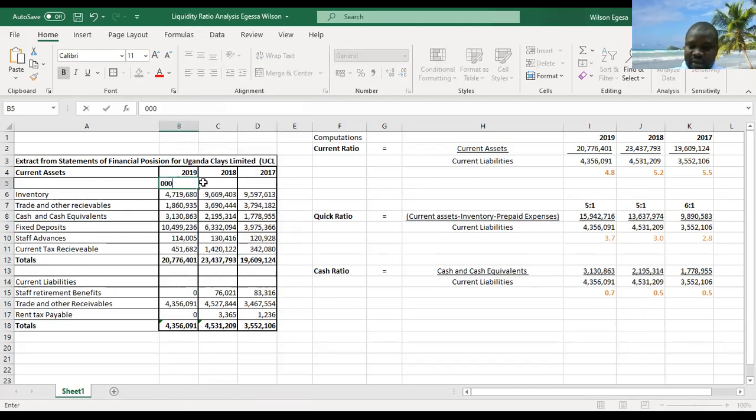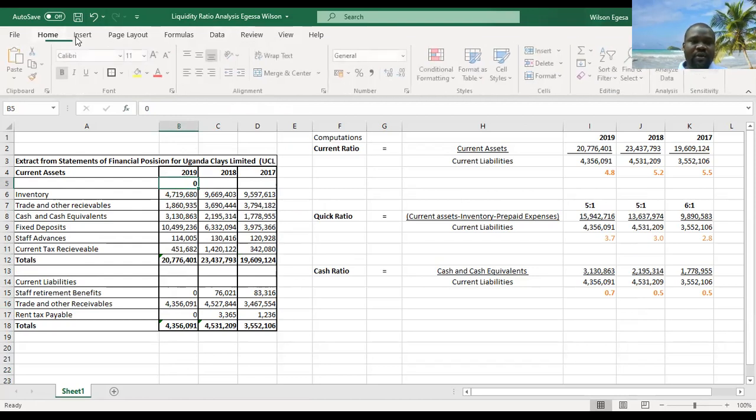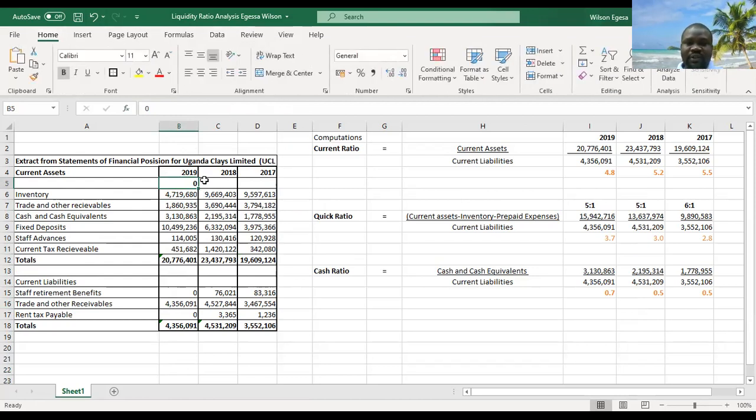These figures are in thousands all through. So we shall look at, okay, yes, these figures are in thousands. That's what's just important to note.